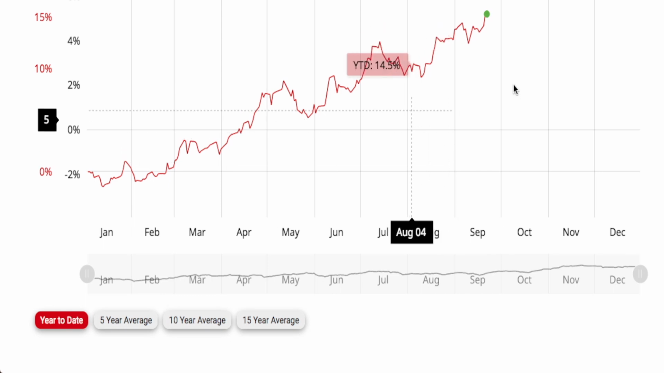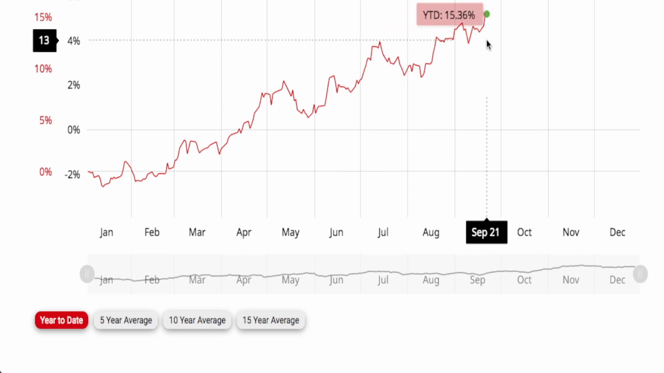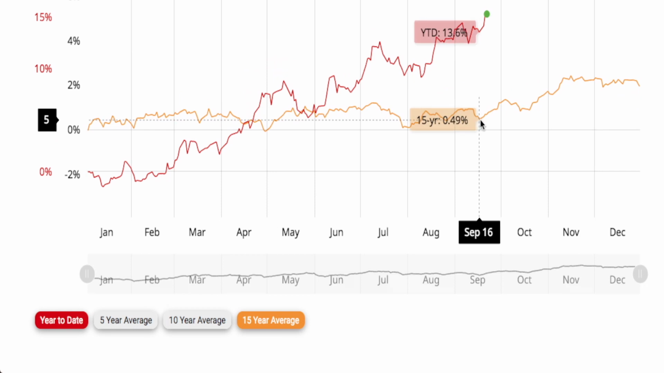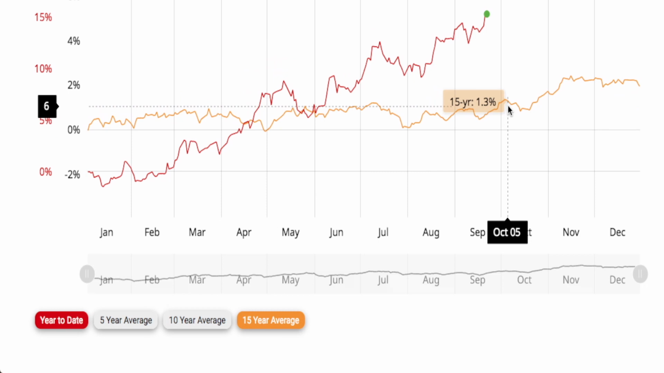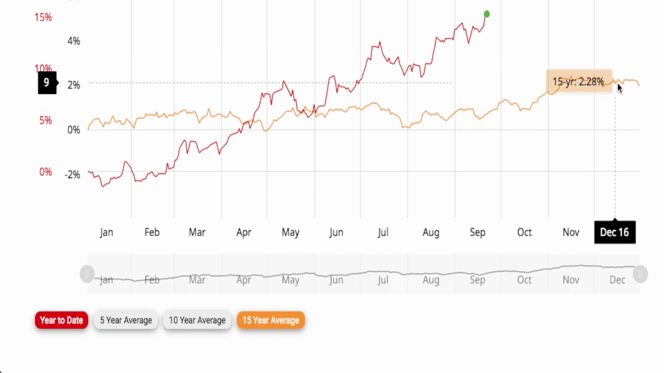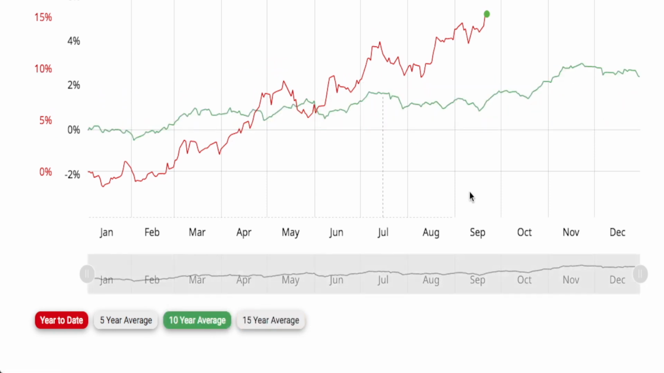Okay, so this is a seasonality chart. Year to date, you can see that we're hovering around 15.36%. We'll start out with the 15-year average. You can see that from here, September 16, it goes up. Then it goes down to about October 18, pushes higher to November 16, and kind of goes sideways. Next we have the 10-year average.